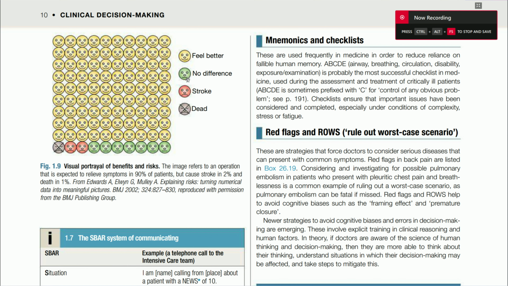Yellow means feel better, green means no difference, red means stroke, cross means dead. Figure 1.9, visual portrayal of benefits and risk. The image refers to an operation that is expected to relieve symptoms in 90% of patients but cause stroke in 2% and death in 1%.